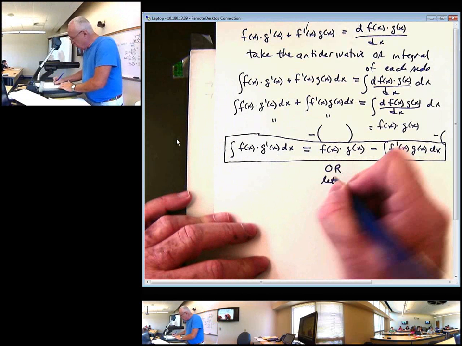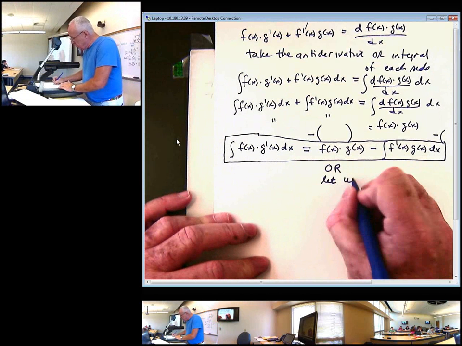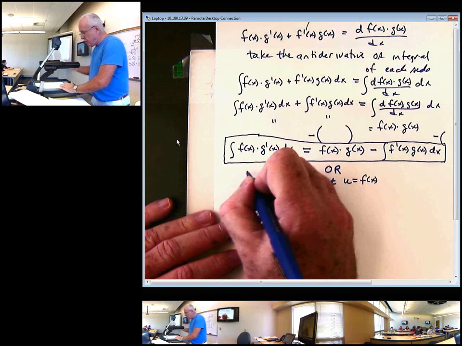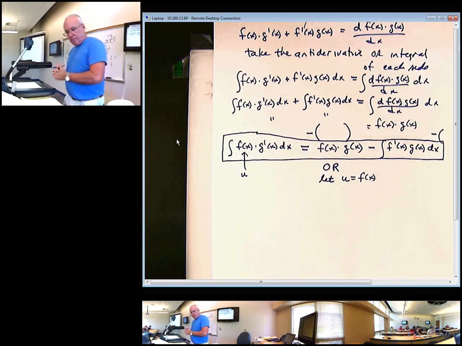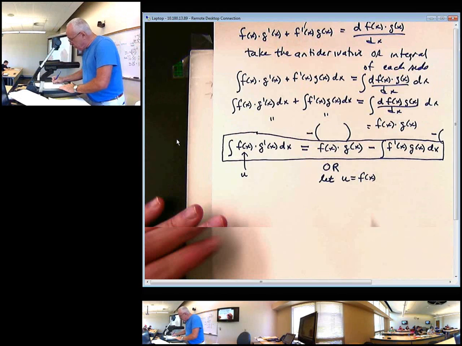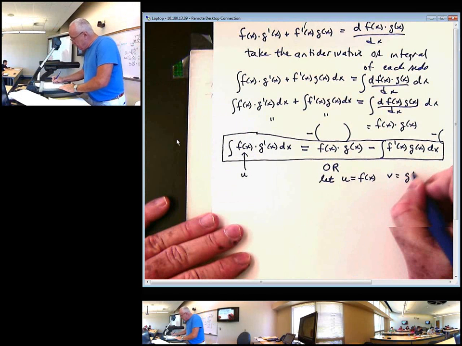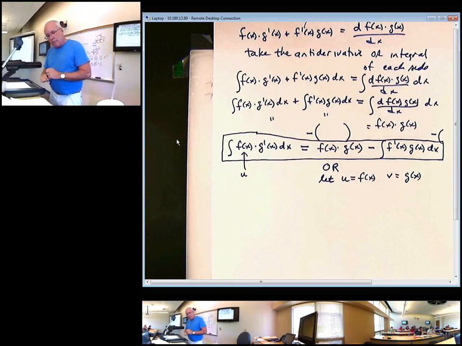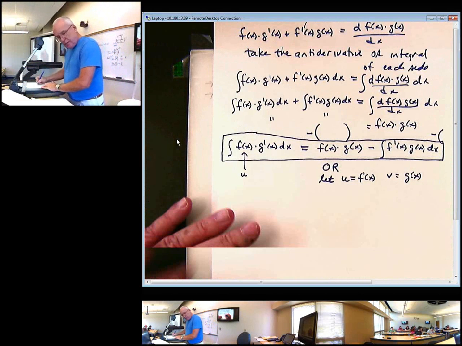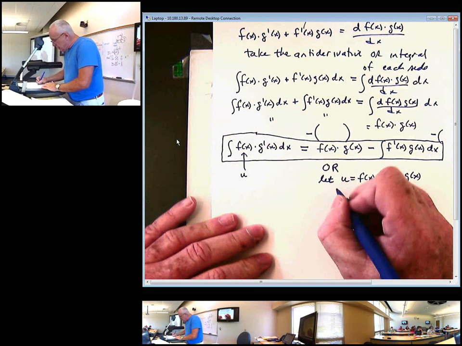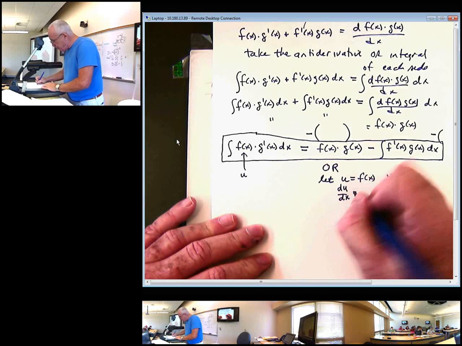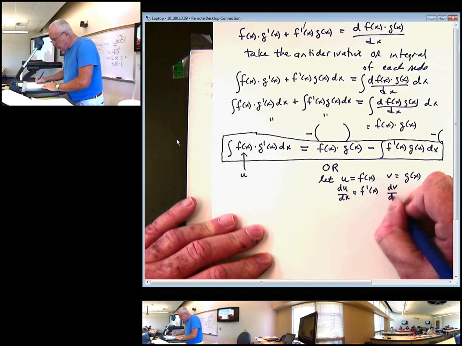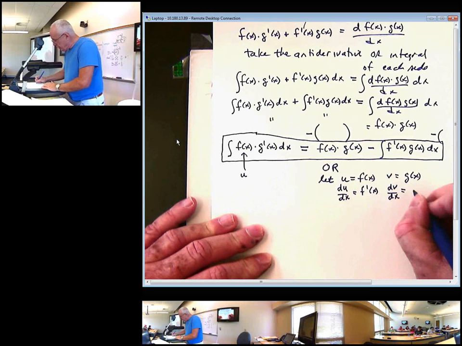Let u be the function f of x. So that's the thing right here. We're going to call that u. All right. And let v be the other function, g of x. Now I'm going to take the derivatives of each one of these. So du dx is equal to f prime of x, and dv dx is equal to g prime of x, right?